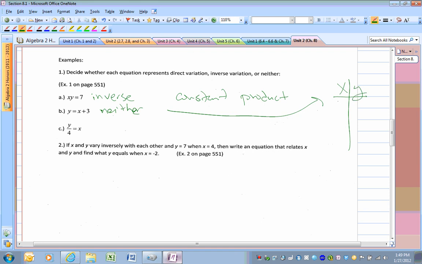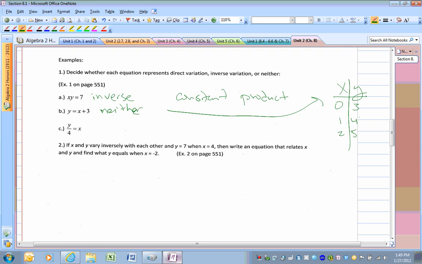Exactly. See, if I plug in 0 for x, what would y equal? And 1, and 2. So let me ask you this. If I look at each pair of x, y values, do they always multiply to the same number? Nope, so it can't be inverse. Do they always divide to the same number? So it can't be direct, so it's neither.